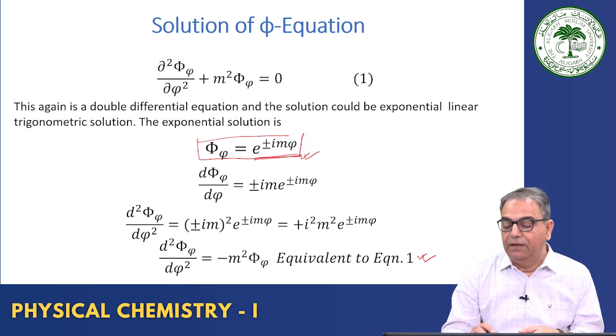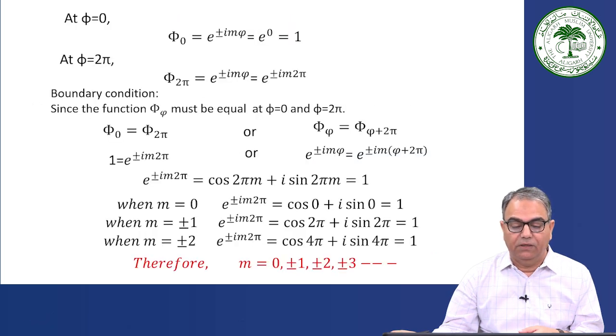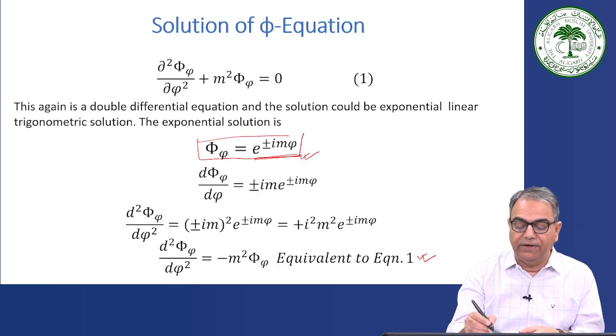Very easy. Then what is this solution means? What is the boundary condition for this solution? Now you see, for the boundary condition the variable is your phi.